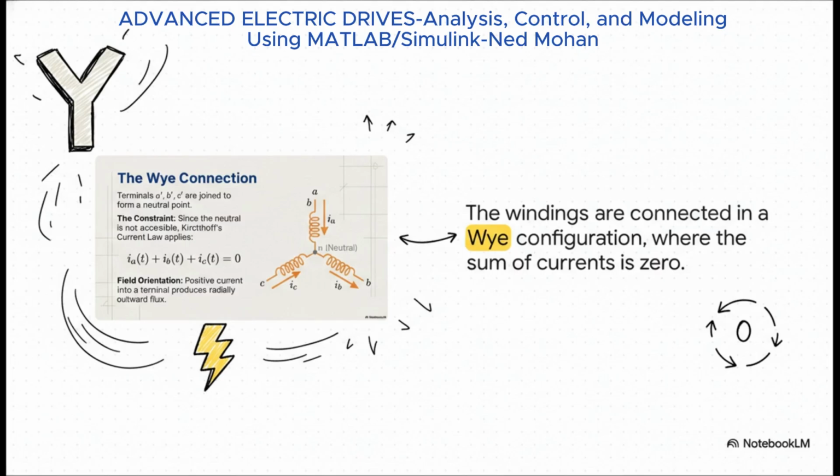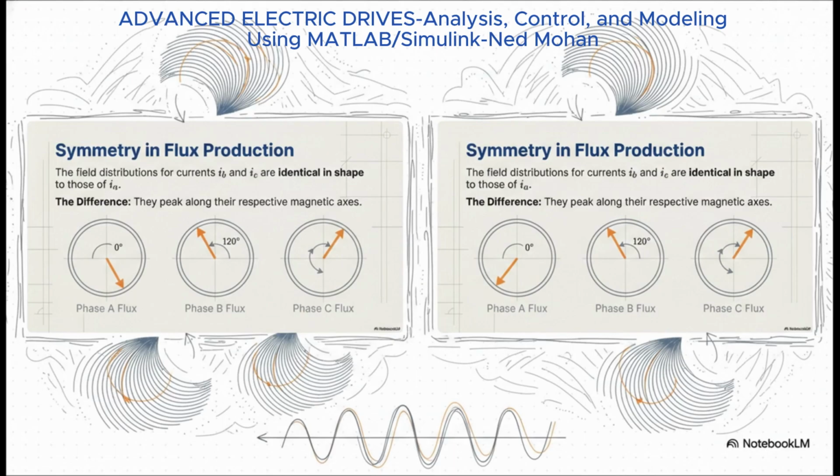Now, since this neutral point usually isn't connected to anything, Kirchhoff's current law gives us a vital constraint. At any single instant in time, the sum of those three phase currents, IA, IB, and IC, has to be zero. And as you would probably expect from all this symmetry, the fields from phases B and C are identical in shape to the one from phase A. They are all cosinusoidal standing waves. The only difference is where they're pointed in space, which is determined by their magnetic axes, peaking at 120 degrees for phase B and 240 for phase C.